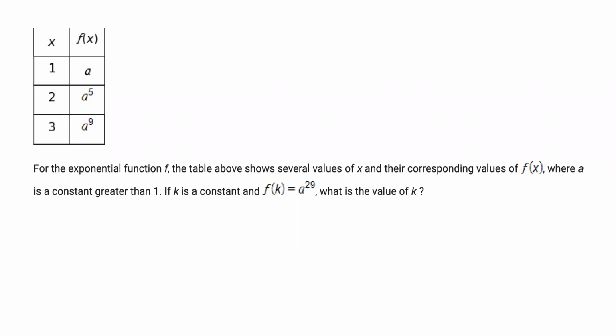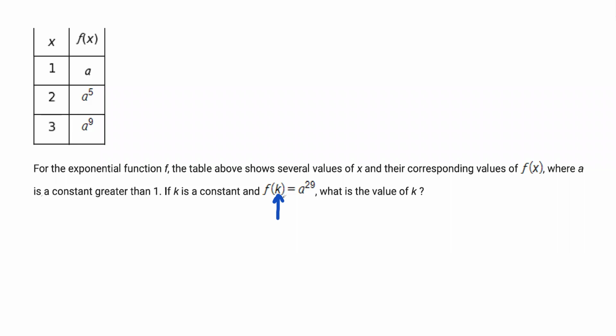Hi everyone. Today we are going to take one more question from the SAT paper for the exponential function f. The table above shows several values of x and their corresponding values of f(x). So they just give you a function table where x and f(x) are plotted. Where a is a constant greater than 1, so this a value is more than 1. And if k is a constant, then figure out the value of k if f(k) is a to the power 29.